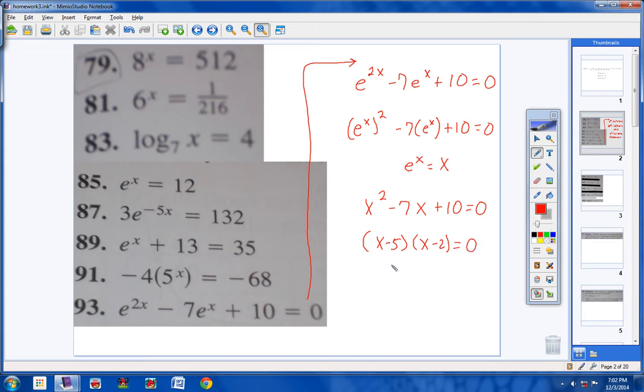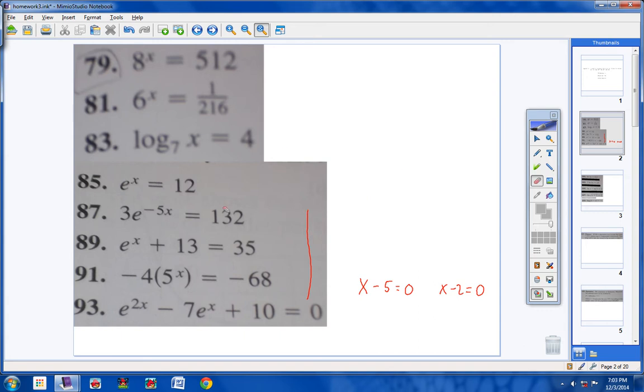Okay? Now, think what I do next here, guys. Remember, I've got to take each parentheses and set each parentheses equal to 0, okay? Like this. Now, remember, I have to go back now and back substitute e to the x in for x. So right here, students, I have an x. I'm going to put e to the x. And right here I have an x. So e to the x minus 2.